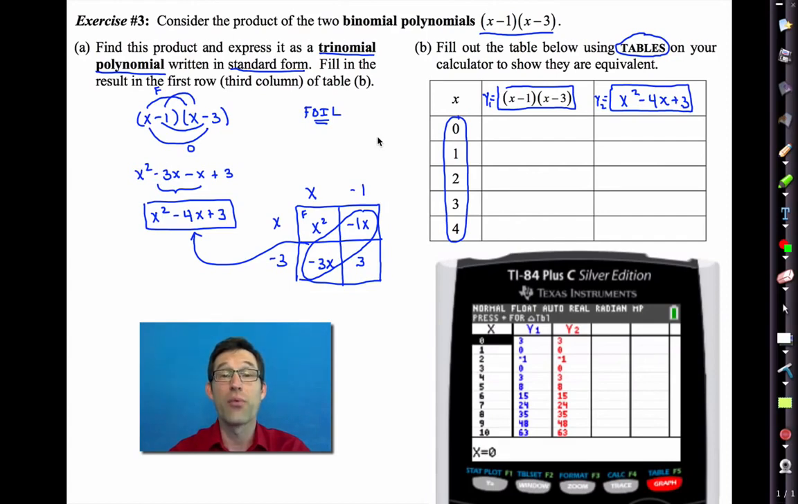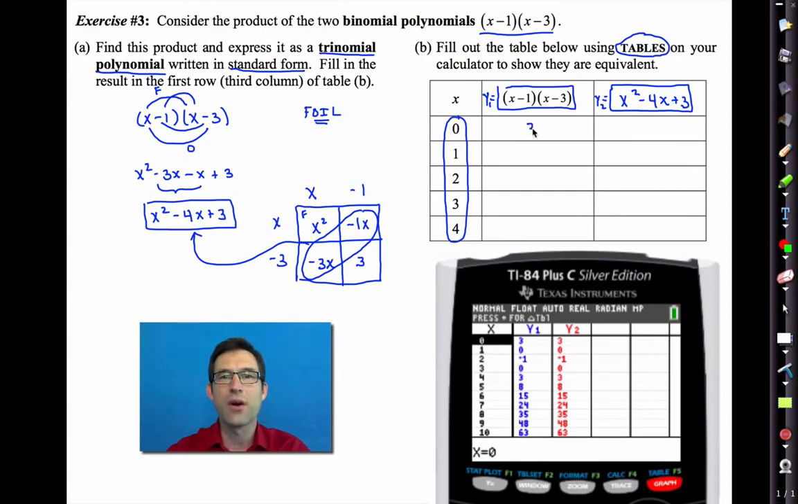Now, I think what you can probably tell right away, without even filling in the table, is that both Y1 and Y2 have exactly the same output values, right? And remember, that's the definition of two expressions that are equivalent. Two expressions are equivalent if, for any value of the input variable, in this case x, they give us exactly the same output. But take a look, that's exactly the case, right?